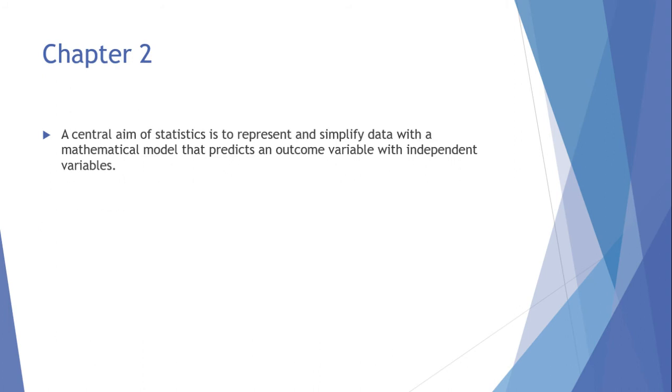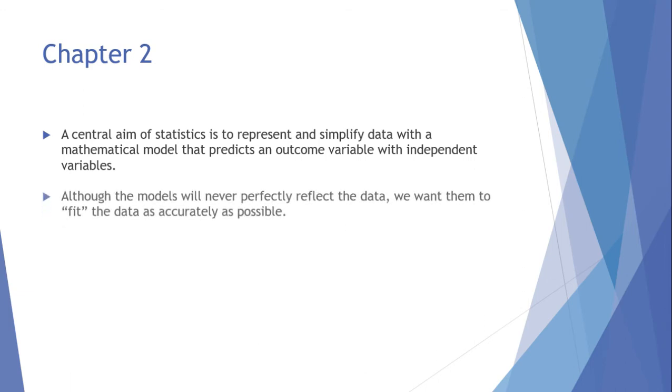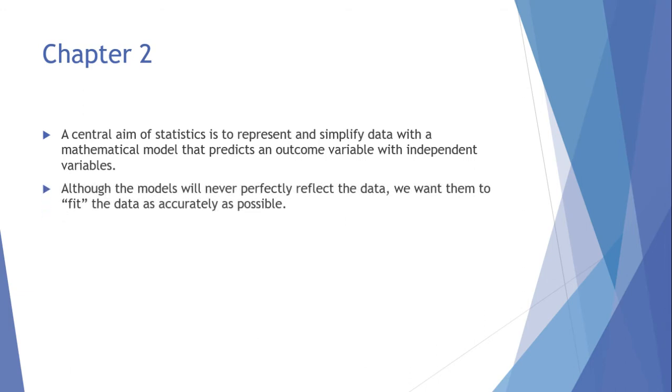So that's just going back to this original point. That's what we're getting at with this central aim of statistics: we gather data together, people's scores, and we come up with a mathematical model, or a line if you want to think of it visually, that predicts one variable from another, predicts your quiz score from the test score. That's what we're trying to do. It's all about reducing actual data down to a prediction line, a prediction. And we do that all the time, in lots of different ways. You'll learn that in this class. Although the models will never perfectly reflect the data, we want them to fit the data as accurately as possible.